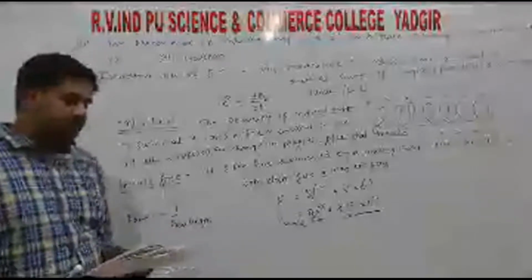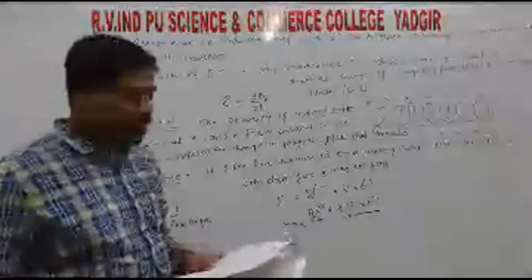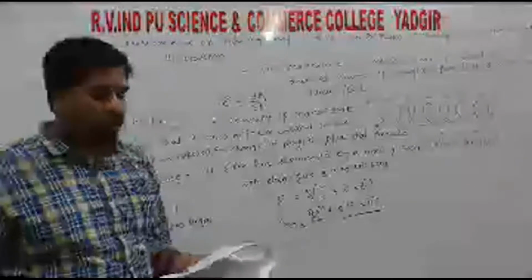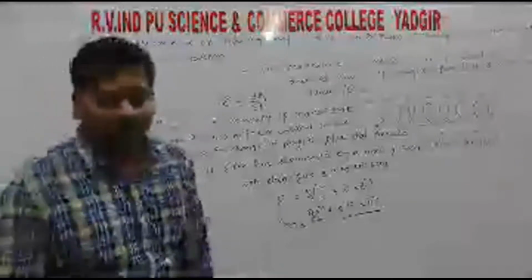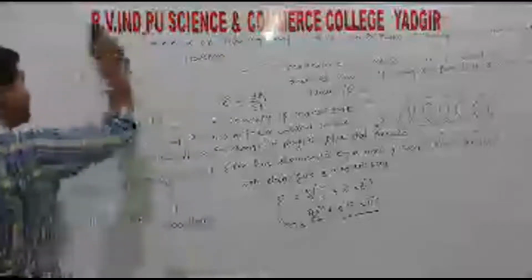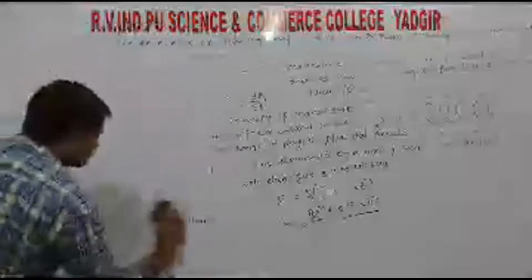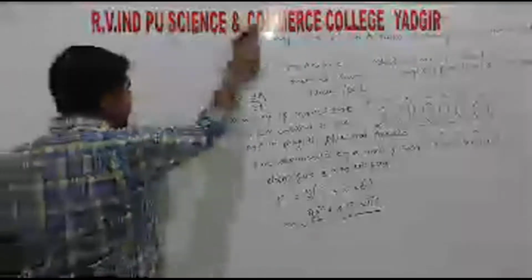Next, name the spectral series of hydrogen which lies in the ultraviolet region of the electromagnetic spectrum. That is the Lyman series. There are a number of series in the electromagnetic spectrum for the hydrogen atom.